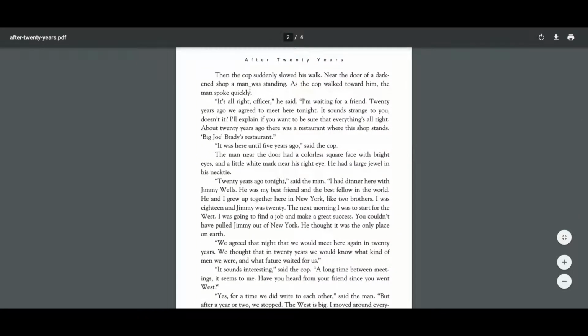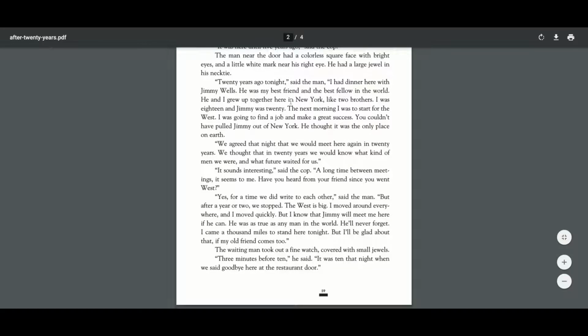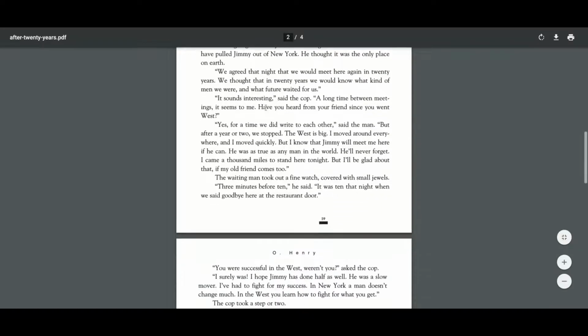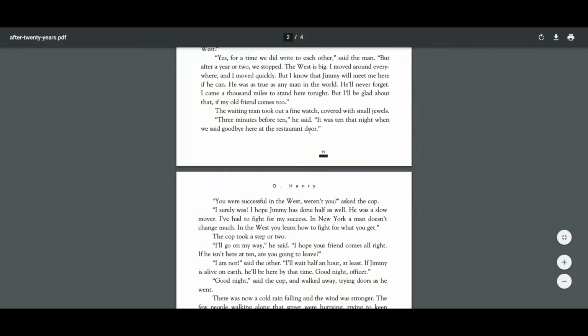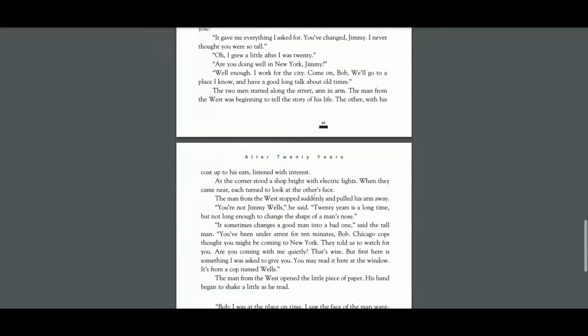So here's, again, still our exposition because we're getting introduced to another character. We find out a little bit more about the setting. We find out about this other character. They talk for a bit. We're still continuing on, still kind of building.